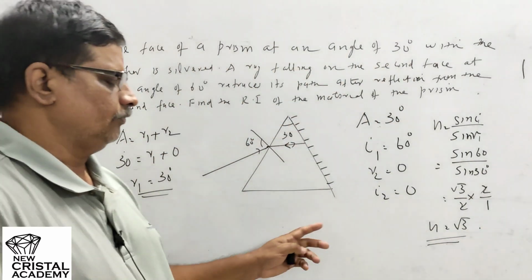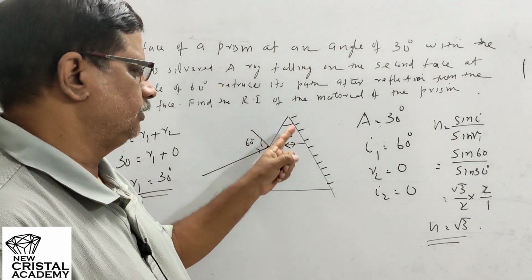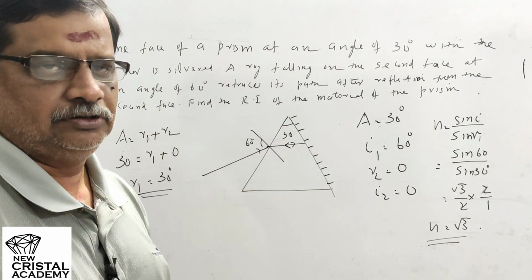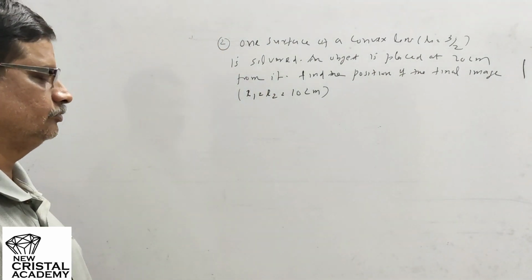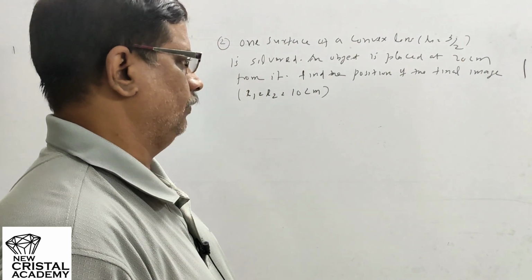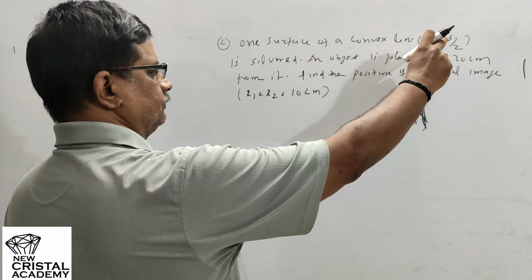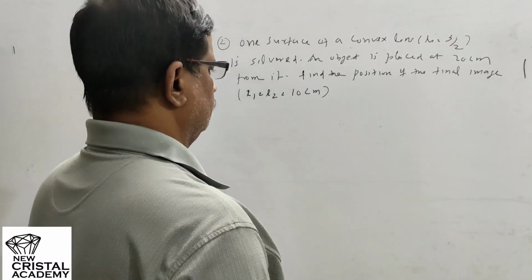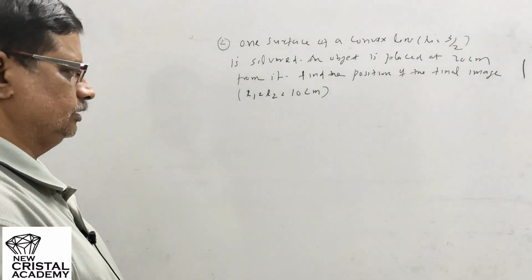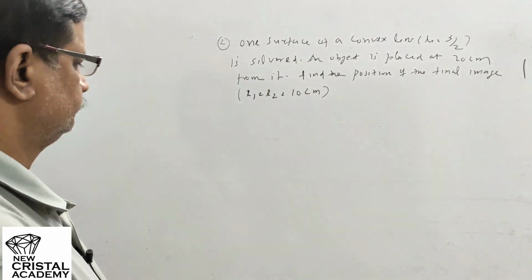So this is how we find the refractive index of the material of the prism in the case of a prism whose one surface is silvered. Our next problem is based on the silvering of one surface of a convex lens. One surface of a convex lens of refractive index 3 by 2 is silvered. An object is placed at 20 cm from it. Then find the position of the final image. The lens is convex, with R1 equal to R2 equal to 10 cm.